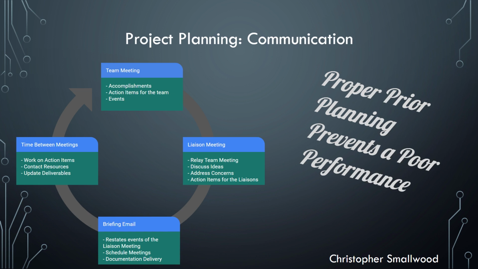And then after the email, we simply just have the time between meetings, in which case the team works on action items. We contact resources such as our other team members, our advisor, our liaisons, or faculty if we have any questions that we need to have asked that they can have answered for us. And we update deliverables. So if we have any documentation that's been changed during the time between meetings, it is during this time that we will update those documents. And that's pretty much how we communicate with our liaisons.